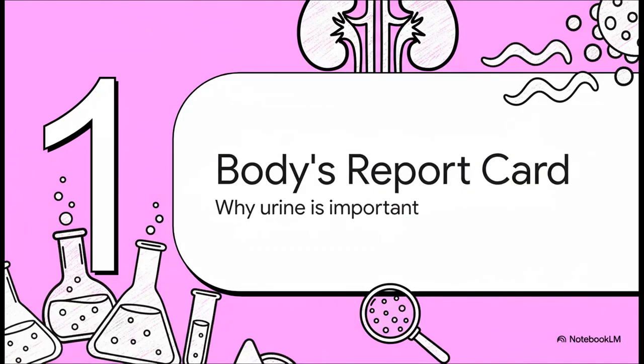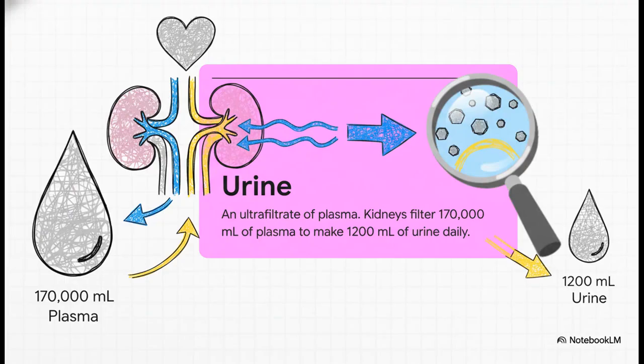All right, section 1. Let's dig into why we call urine the body's report card. It might look simple, but the clinical significance packed into this fluid is just incredible. So what is urine really? At its most basic level, it's an ultrafiltrate of plasma. But the sheer scale of this process is mind-blowing. I mean, think about it.